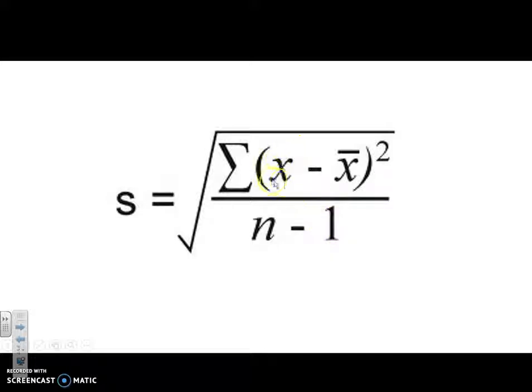Well, x, that's every single sample. That's every single data point in your population you've sampled. And you're minusing from it x bar. That's the mean average. Okay, let's give a real-world example.